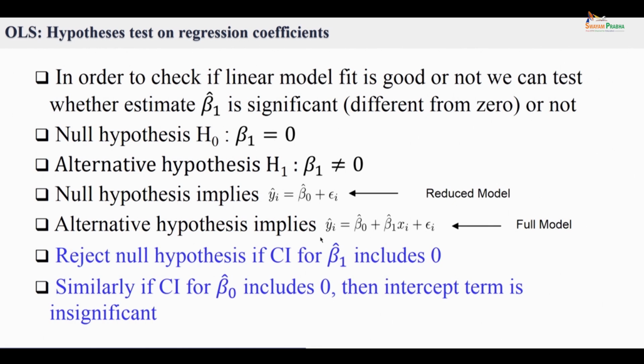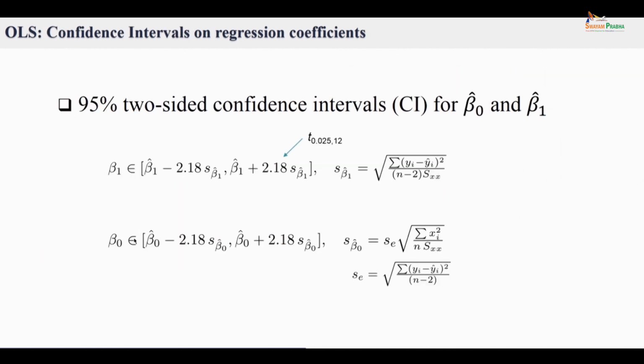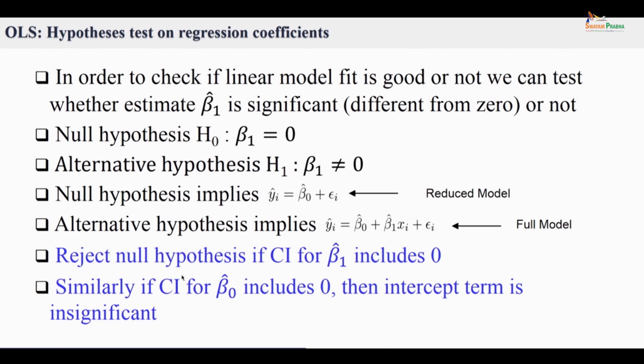So, from the confidence interval itself, it is possible to reject or not reject the null hypothesis. We can extend this kind of analysis to test whether beta naught is 0 or not. If the confidence interval for beta naught includes 0, then we will say that the intercept term is insignificant. Otherwise, we will say the intercept term is significant and should be retained in the model. When we do a final example, we will see this.